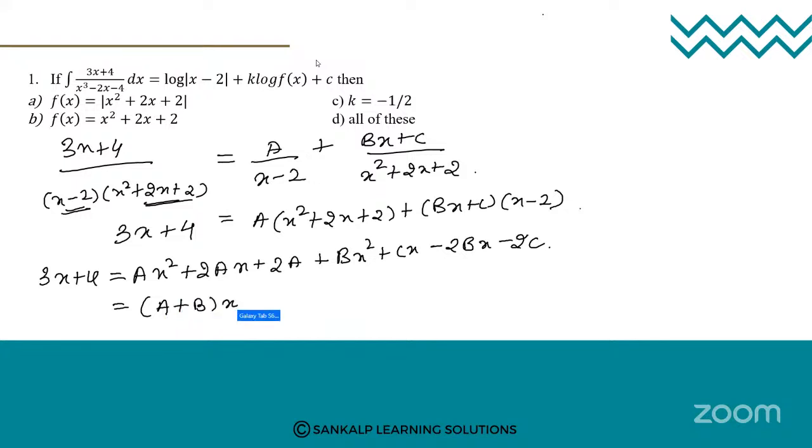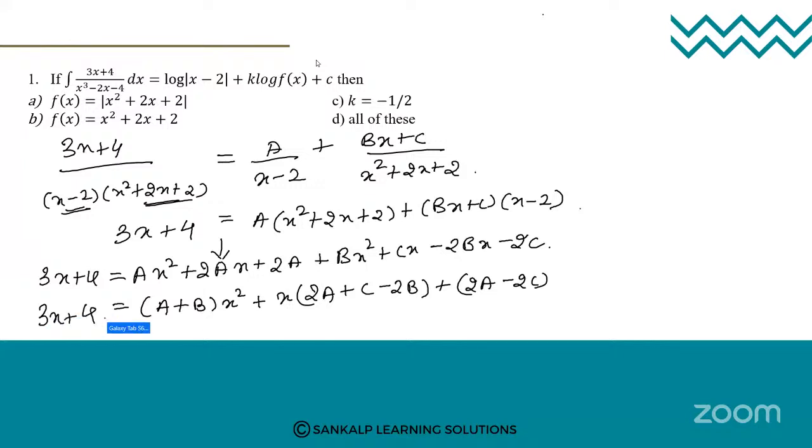Here, I collected the x square terms. Next I will collect the x terms. This is 2a, this is c, this is minus 2b plus. Now you collect your constant terms. Where are the constants, there is one 2a, there is one 2c. So this is 3x plus 4. Okay. So now if you compare the coefficients, the x square term is absent, so it is 0. The x term is present, the x term coefficient on this side is 3. The constant is also present, the constant is 4.